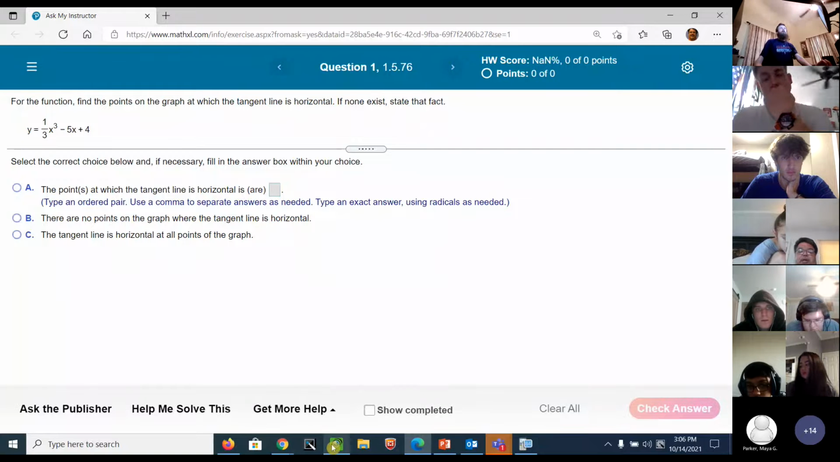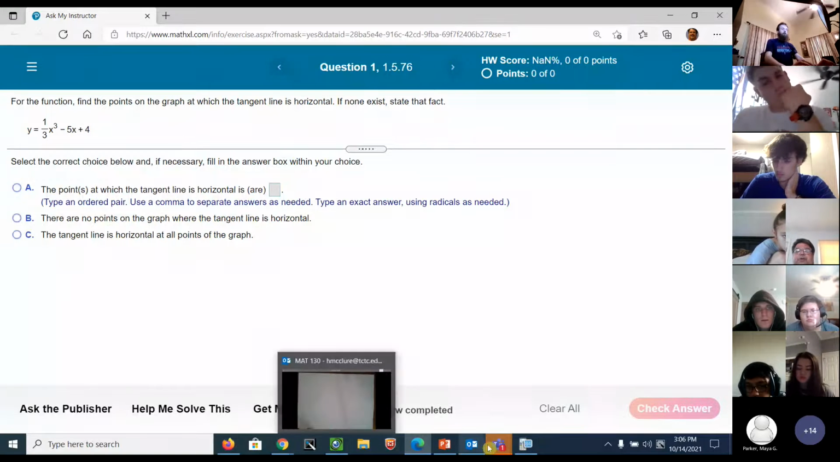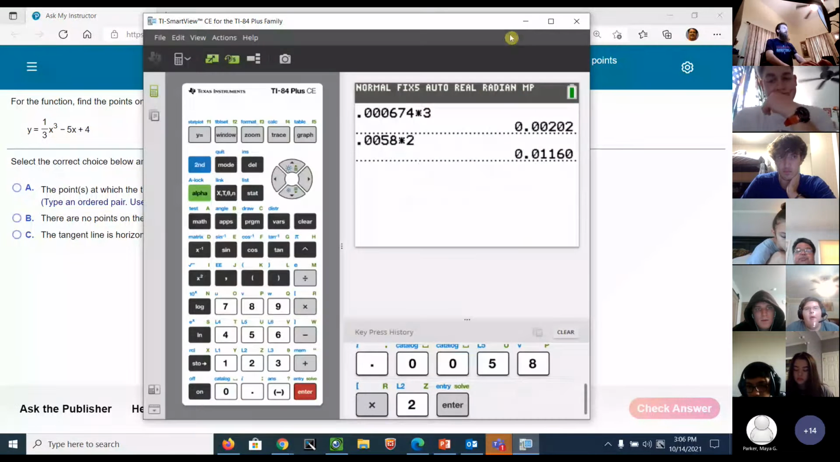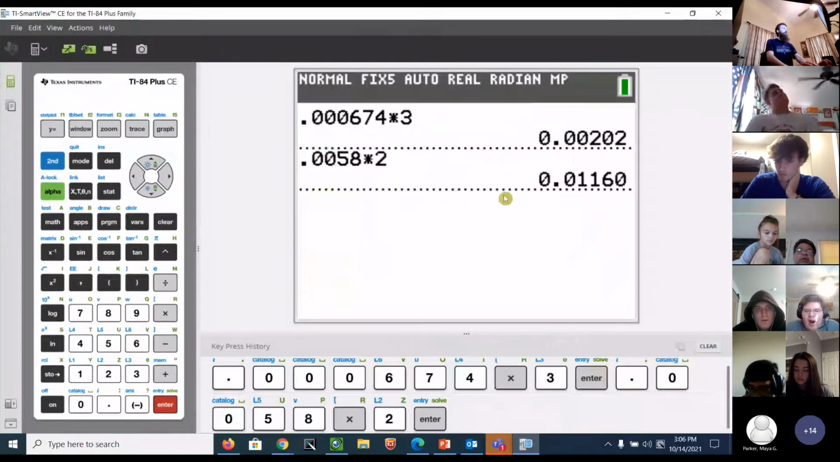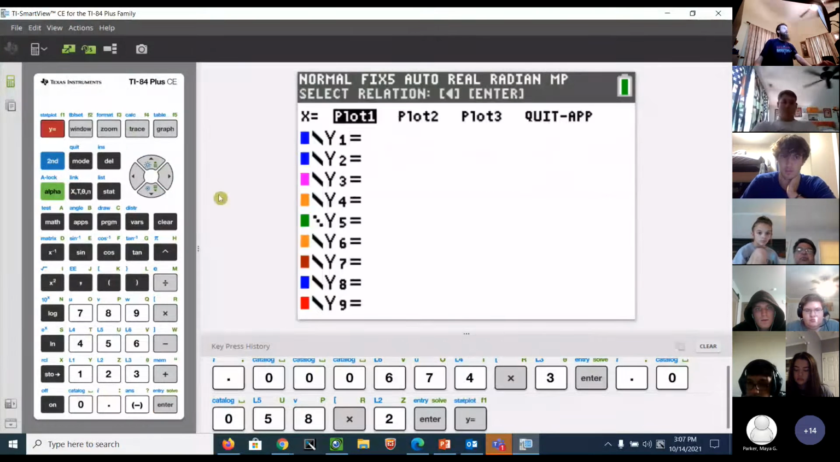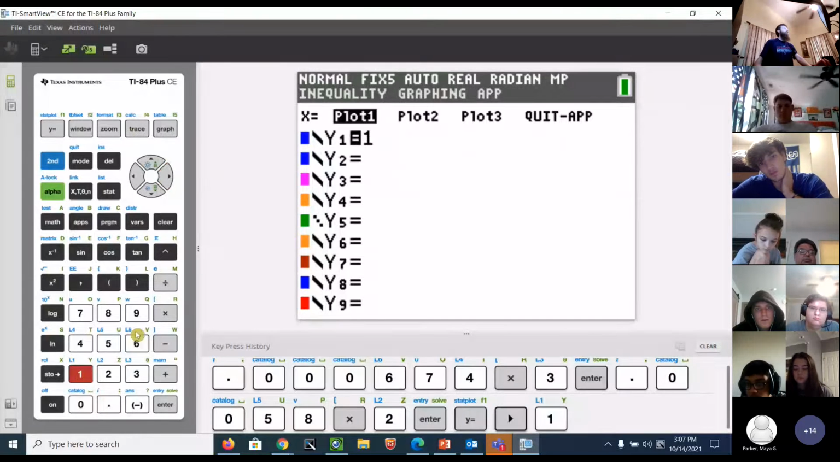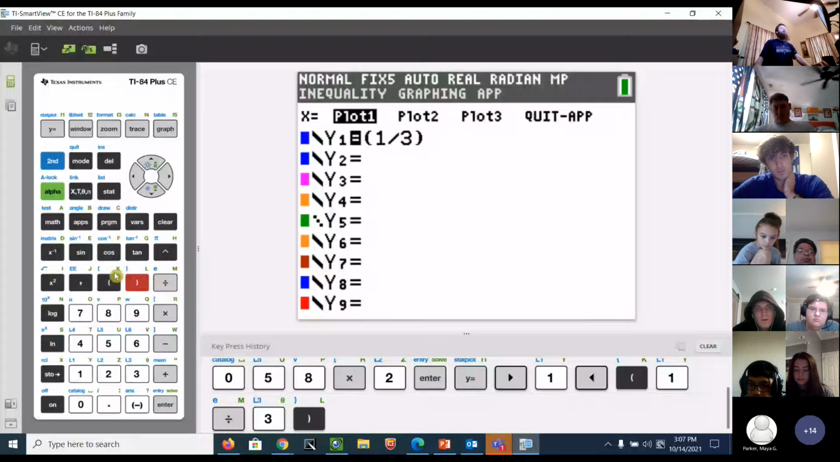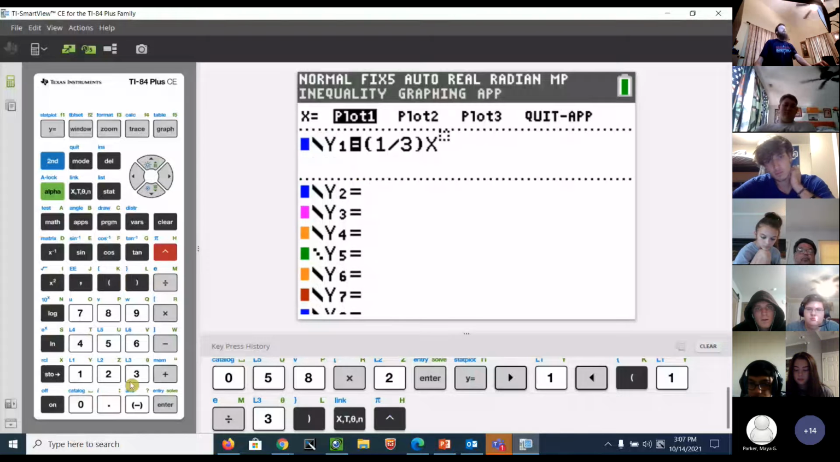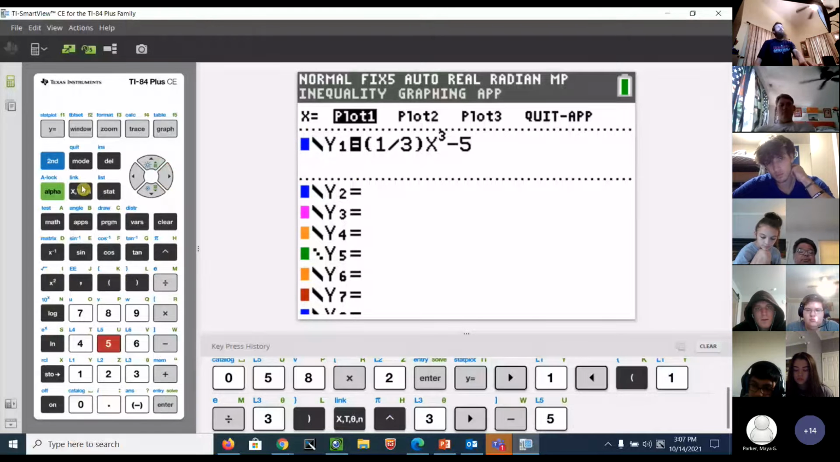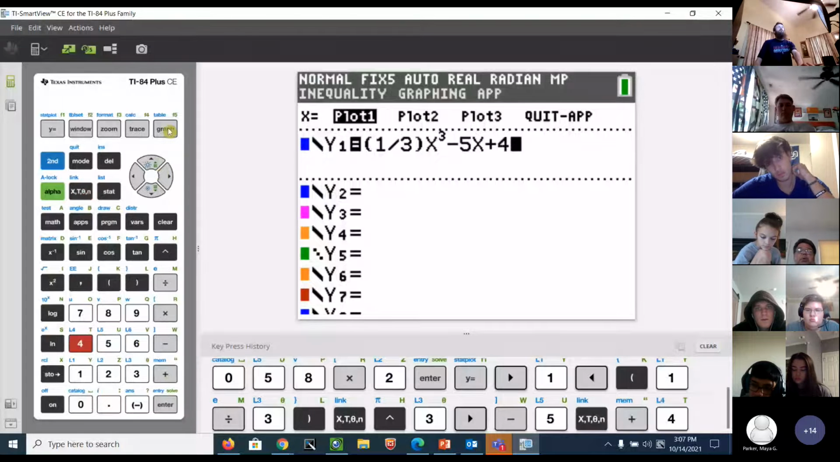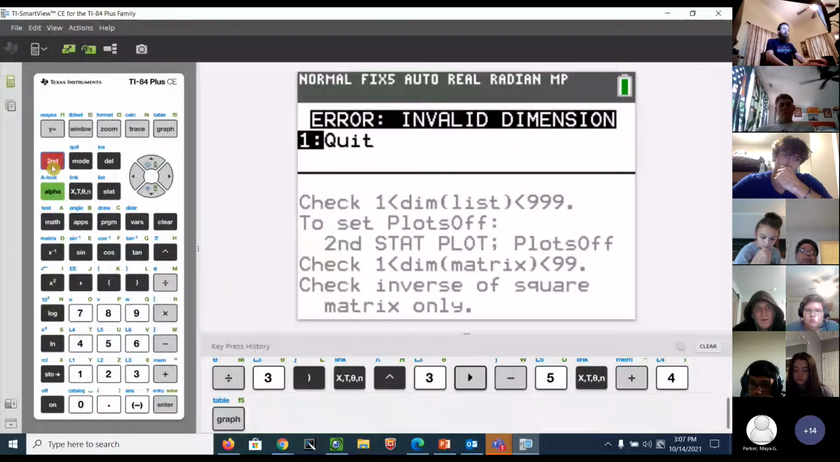Okay, so first of all, the first thing I'm going to do is graph it. We know it's a cubic function, and we know that the y-intercept is 4. So with that being said, let's graph it. Y is equal to 1/3, well, I better put that in parentheses, 1 divided by 3 x cubed minus 5x plus 4. And turn my stat plot off. Hold on, guys.